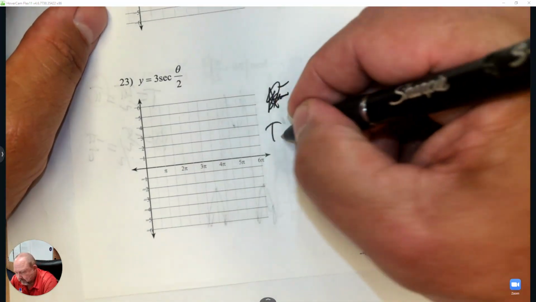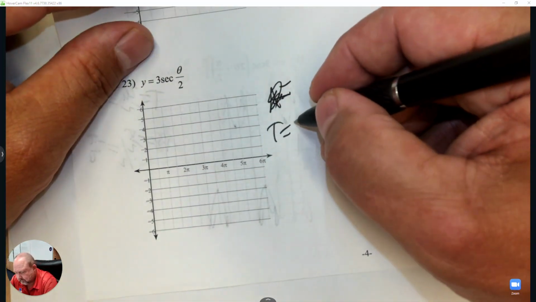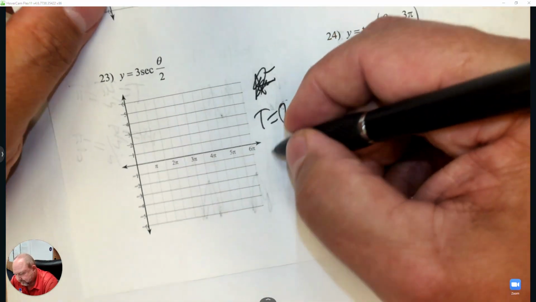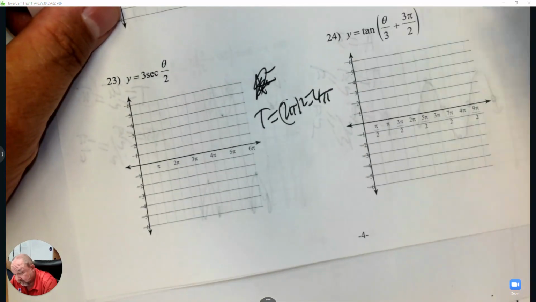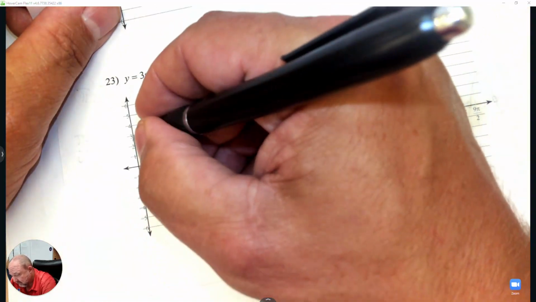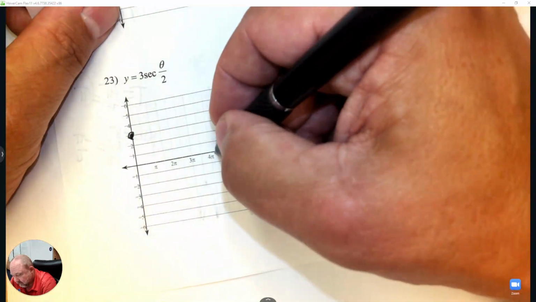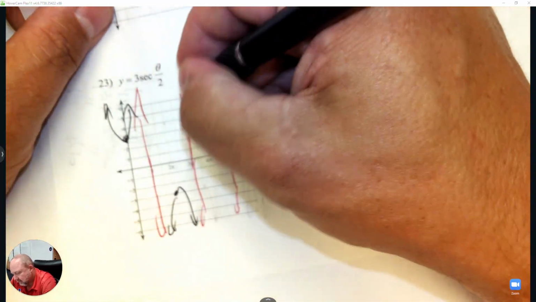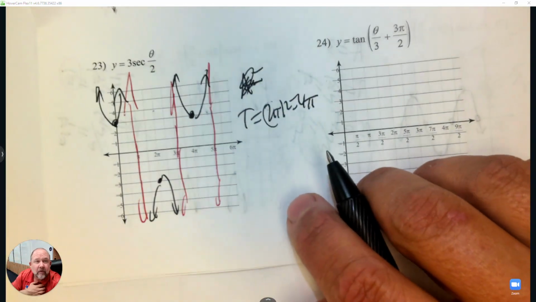We have no amplitude here. Period is 2 pi times 2. That's 4 pi. We don't have a phase shift. So secant starts at 0 and 3, and then at 4 pi would be the same point up there. Exactly in the middle would be down to negative 3. And in the middle of those would be asymptotes. And then follow that pattern. The upper ones will fold up, the lower ones will fold down, and you get my grumpy old man again right there.